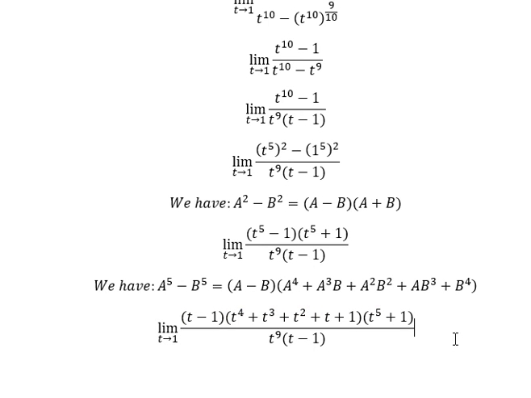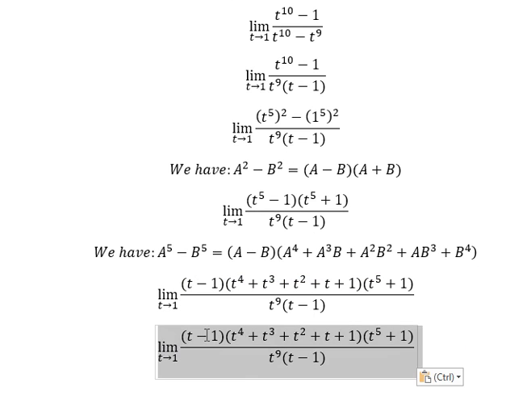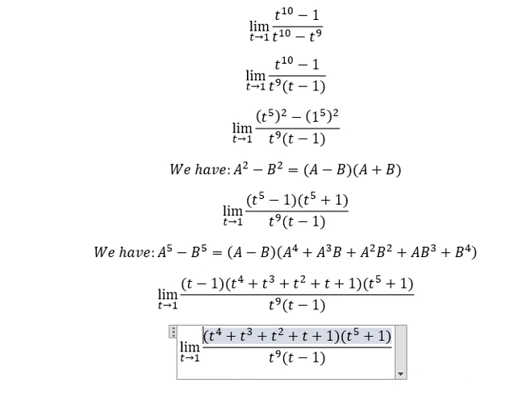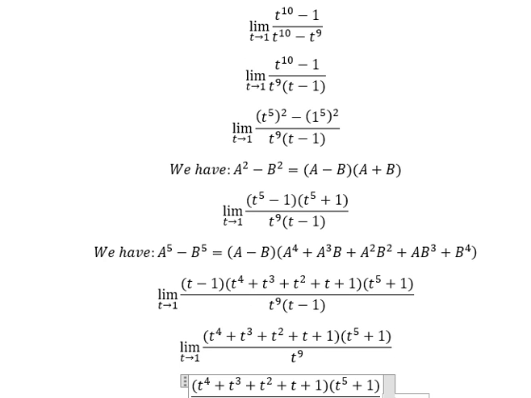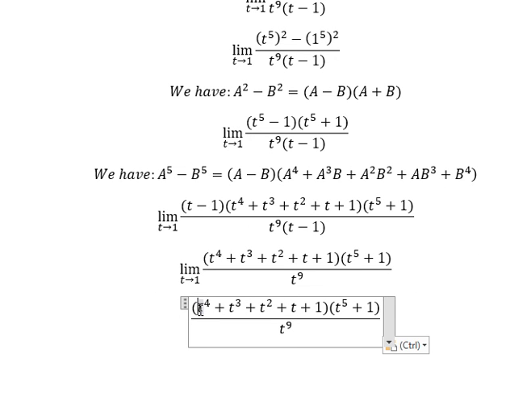Now we need to simplify t minus 1 on numerator and denominator. And now we can put number 1 in here, here, here, here, here, and here. And we have number 10.